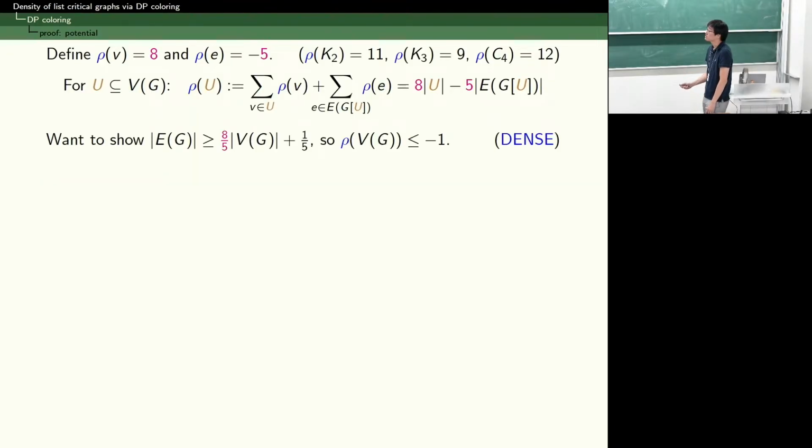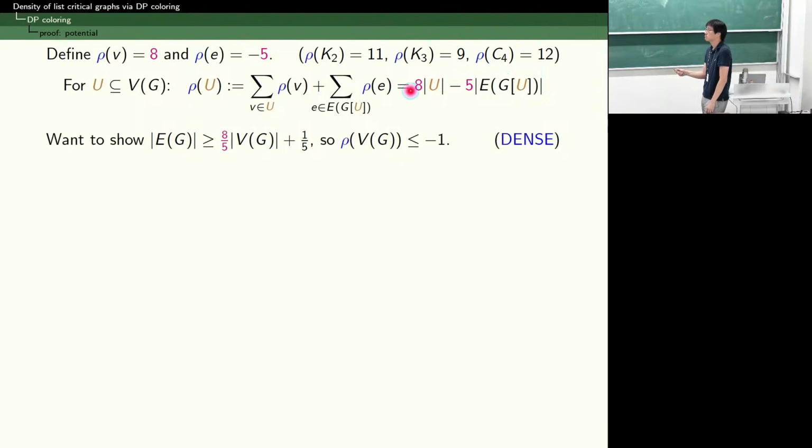Right? So we have this goal, we have this objective, and we define the weights like this. If you just plug in the numbers and do the calculation, this is just saying the potential of the entire graph is negative. It's at most negative 1. And we use the fact that these weights are integers, right?